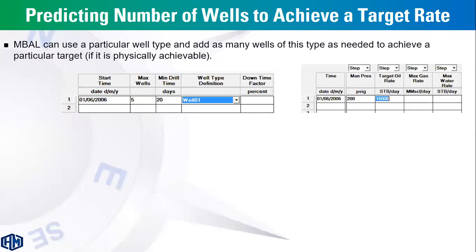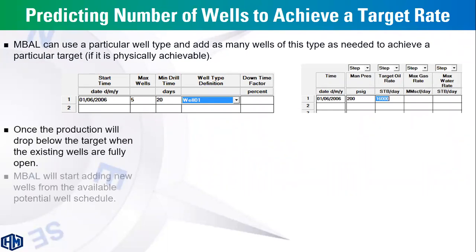Also, we can make predictions to identify the specific number of wells required to achieve a target oil rate. Simply, let's say we have a target oil rate, as you can see, of 16,000 barrels per day. We need to identify how many wells we need to drill in this reservoir to achieve this target based on the well models.